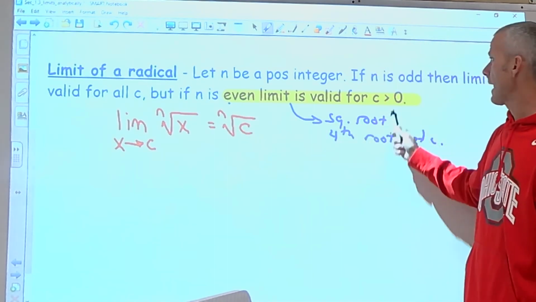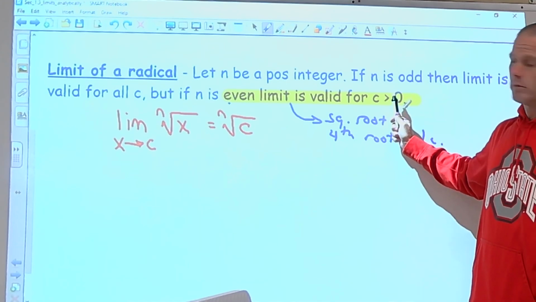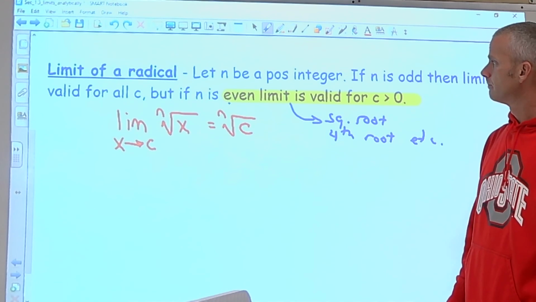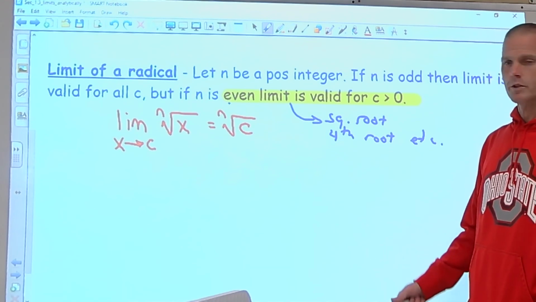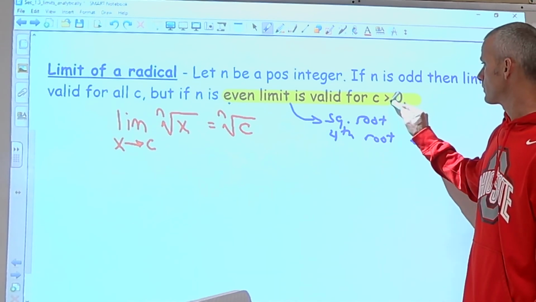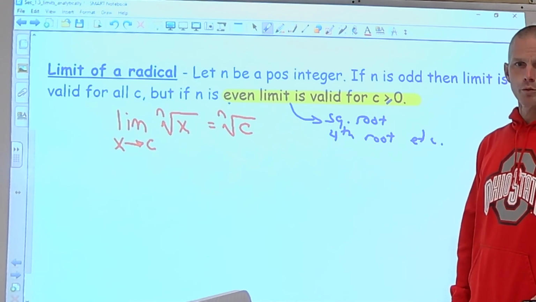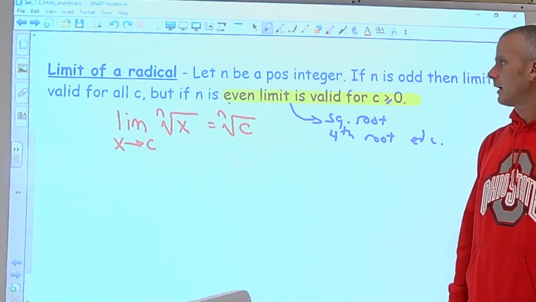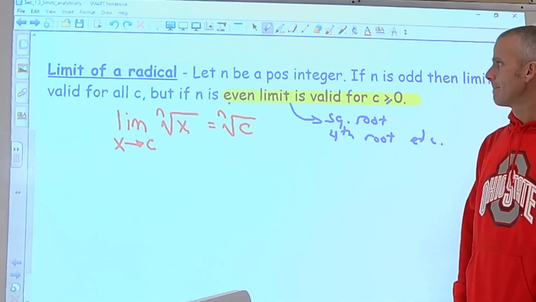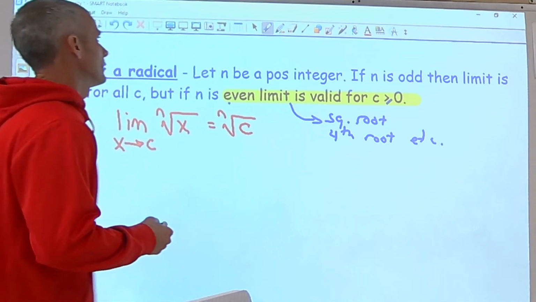That value of c has to be greater than 0. Okay? Probably equals 0 as well, because we can have a limit that approaches 0. That should be fine. So greater than or equal to 0, we should be good there. If it's an odd root, cube root, fifth root, seventh root, whatever, the value of c is not as important. Okay? And so we can do some direct substitution. You'll see some examples coming up here as we go.